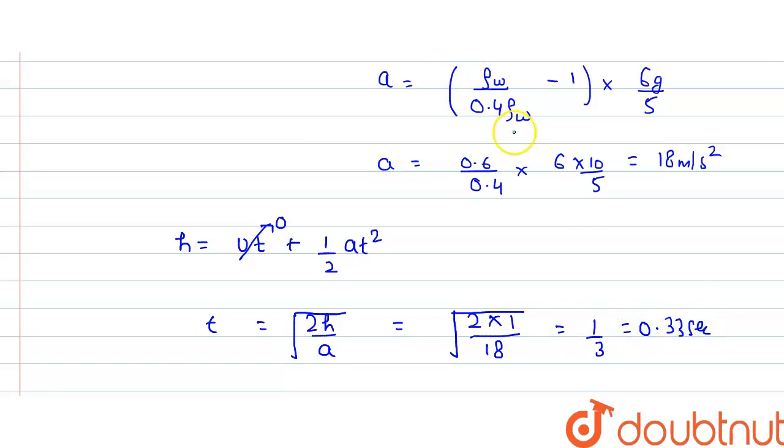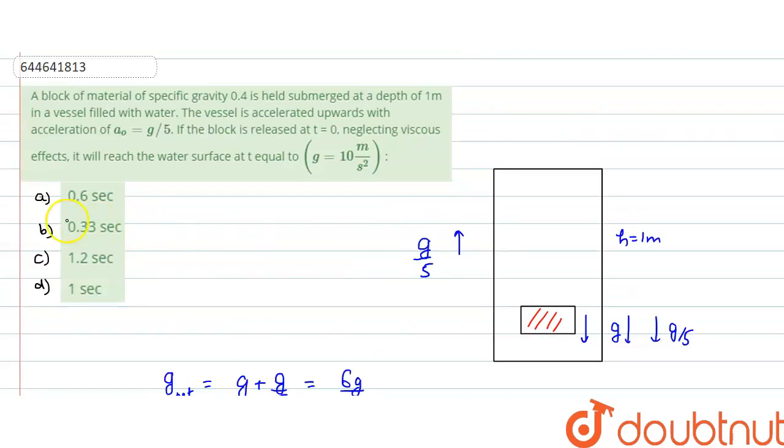So which option would be the correct option? 0.33 seconds. So the correct option would be the B option. So hope you have understood this solution.